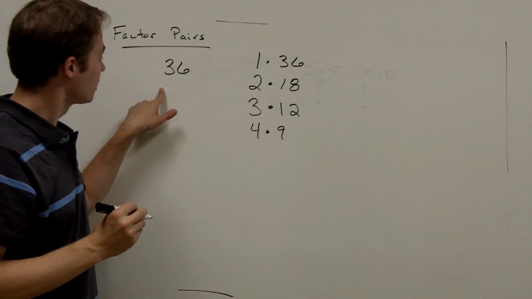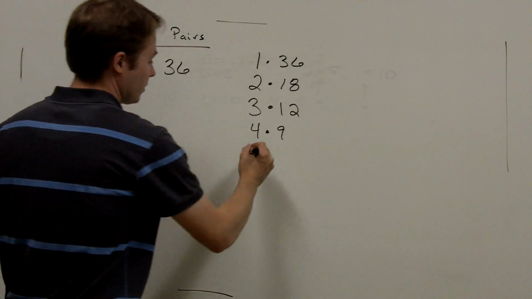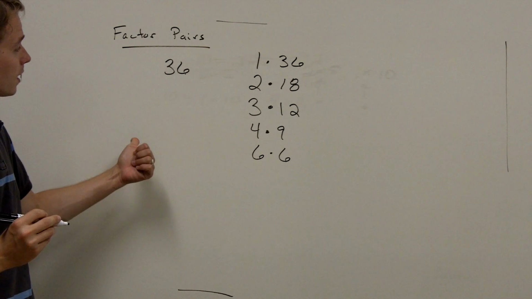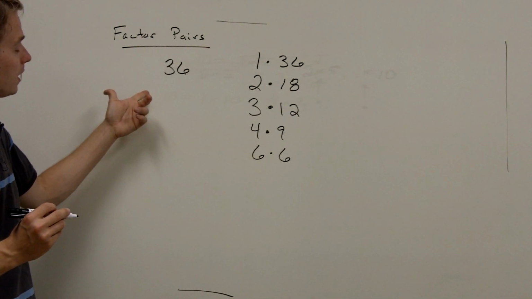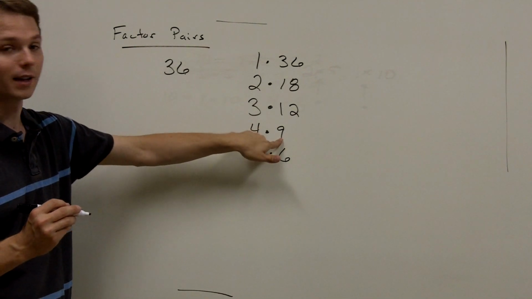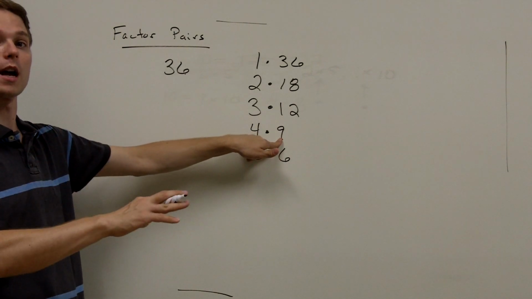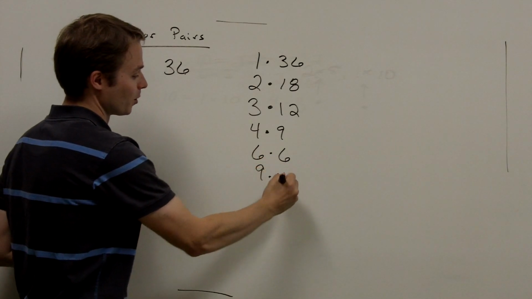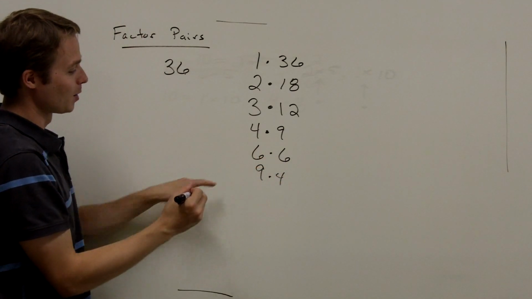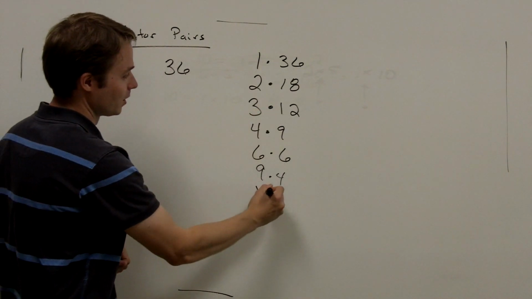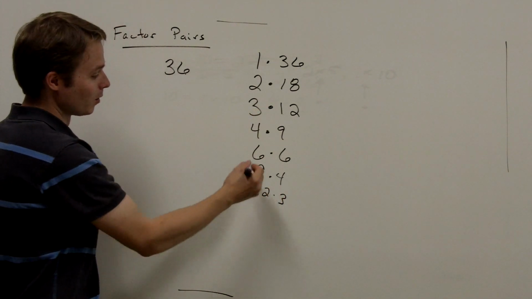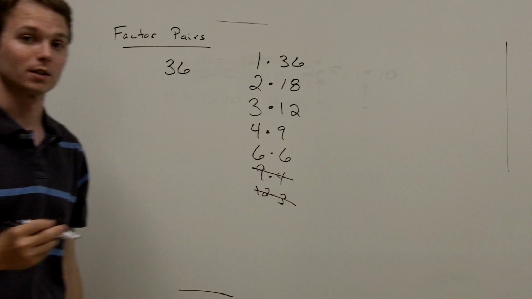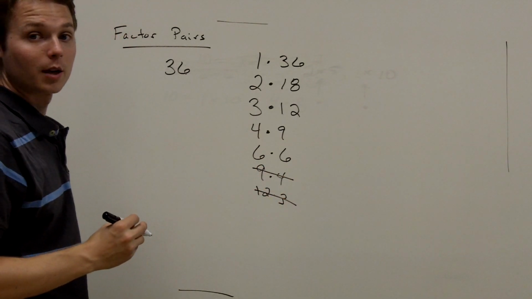5 does not divide into 36. 6 does, so 6 times 6. 7 does not. 8 does not. 9 does, but we already have a 9 right here. So that tells us that we can stop at this point because we've circled all the way around, because 9 times 4 would be the next one. And then if we kept going up, 12 would be the next one, so we get 12 times 3. However, these already exist on the list, and so at that point we know that we can stop finding our factor pairs.